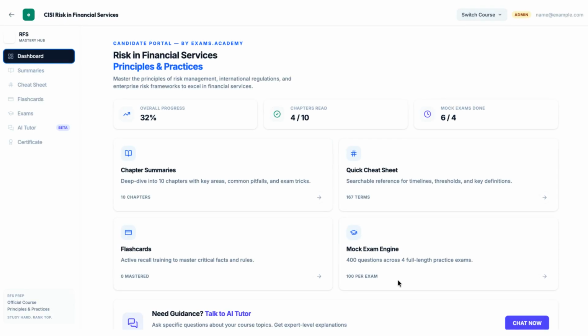Welcome to the CISI Risk in Financial Services course. The dashboard gives you an overview of your progress, including chapter completion and mock exams done.